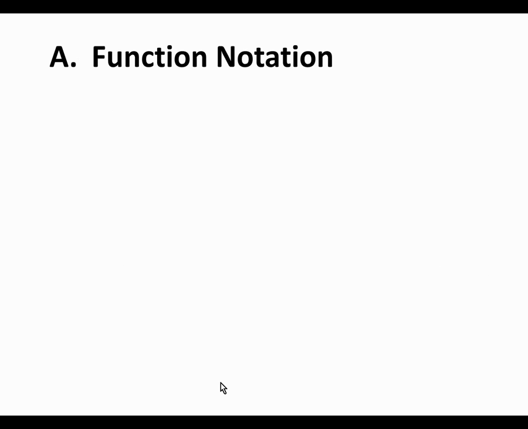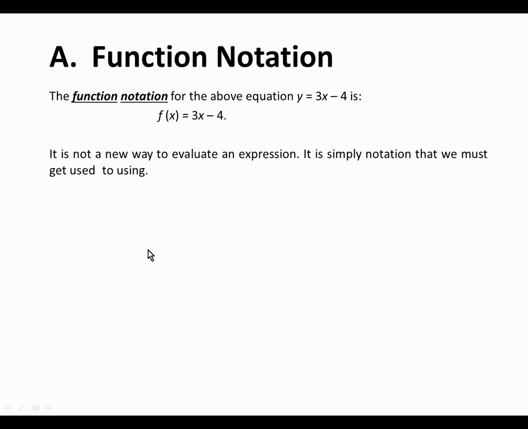Function notation. The function notation for the above equation, y equals 3x minus 4, is this. Instead of having the y, because notice the right-hand side is the same, 3x minus 4, we have this thing, and that's read as f of x. So it's not a new way to evaluate a function. It's simply notation that you've got to get used to. So this is read as f of x equals 3x minus 4.